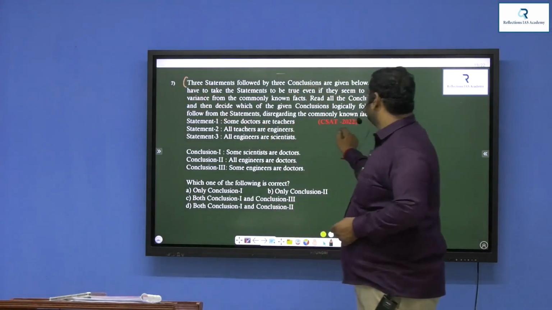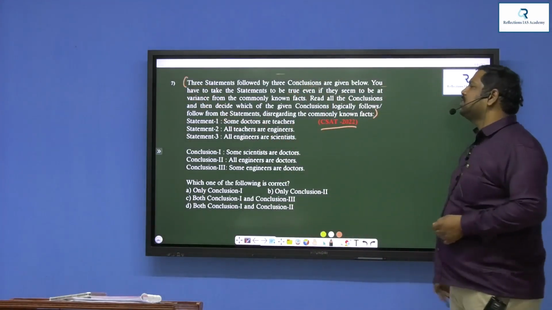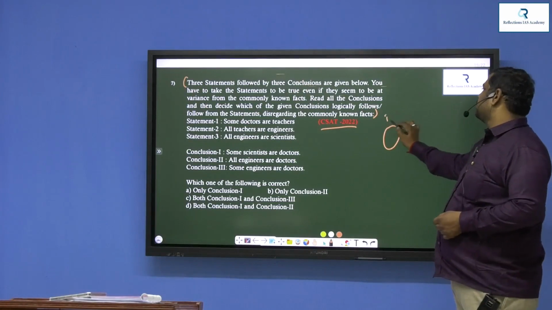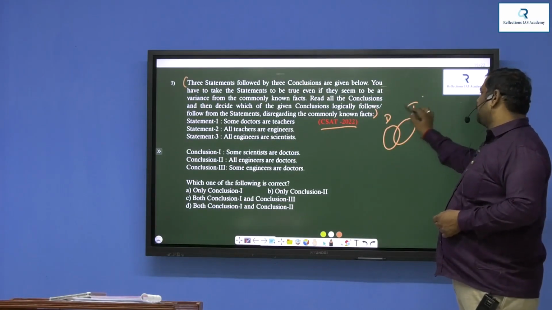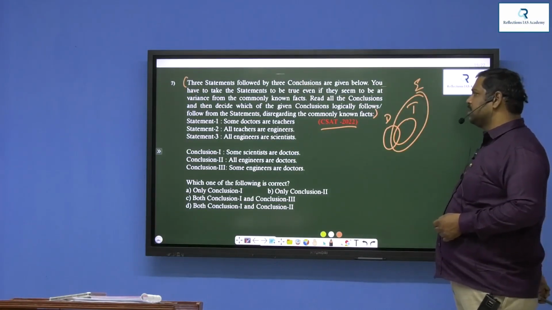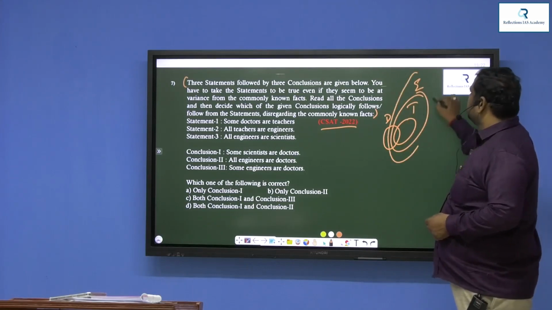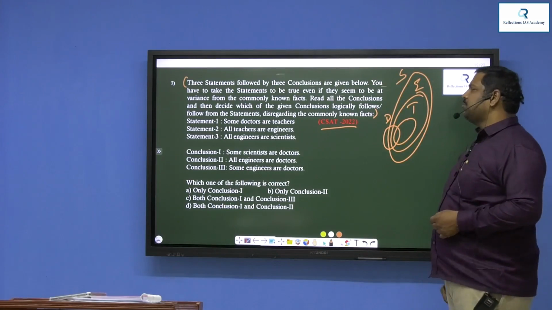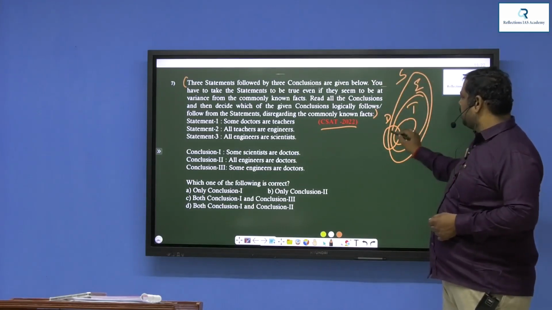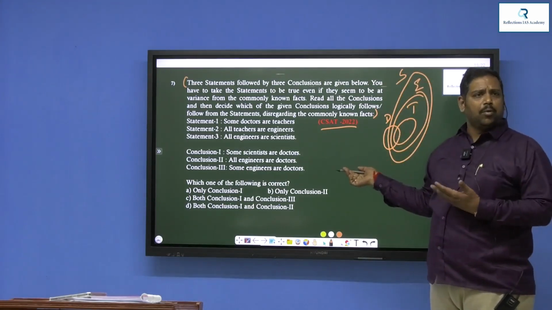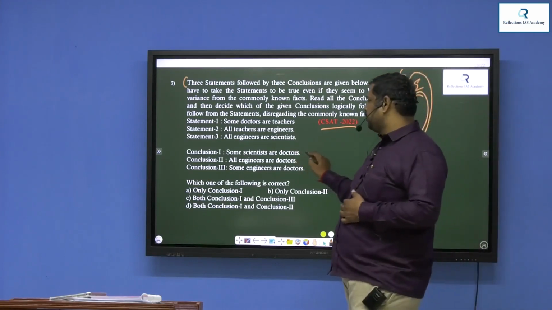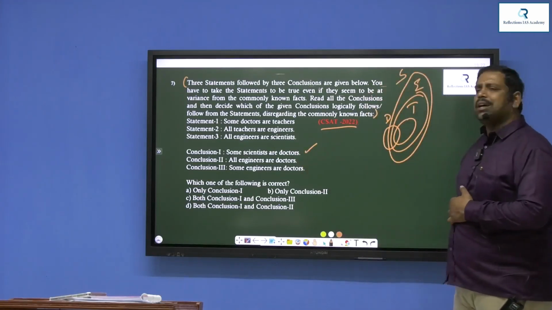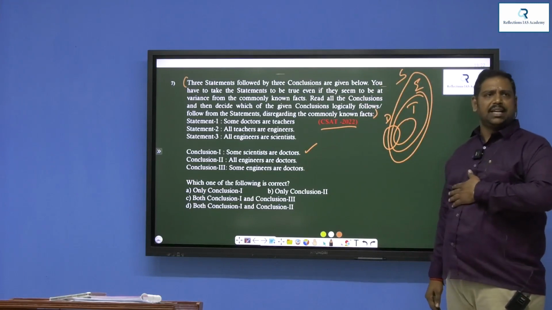CSAT 2022. Okay, some doctors are teachers. All teachers are engineers. All engineers are scientists. Superb. Conclusion: some scientists are doctors. Is it right or wrong? Definite positive means from the basic I have to decide. Conclusion 2: all engineers are doctors. Definite positive. From the basic I have to decide.